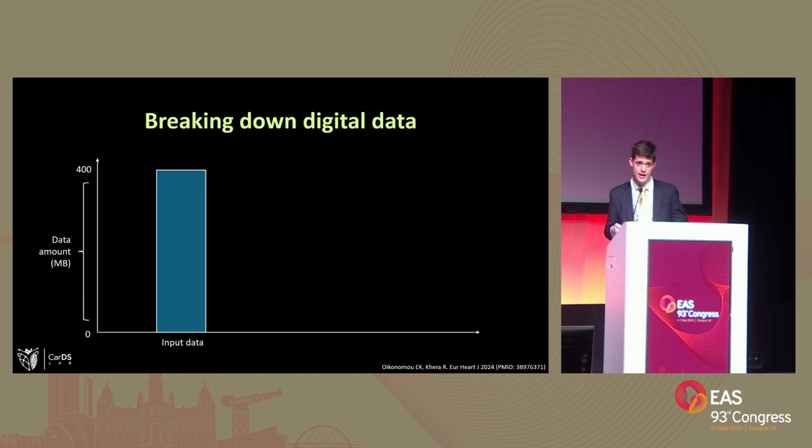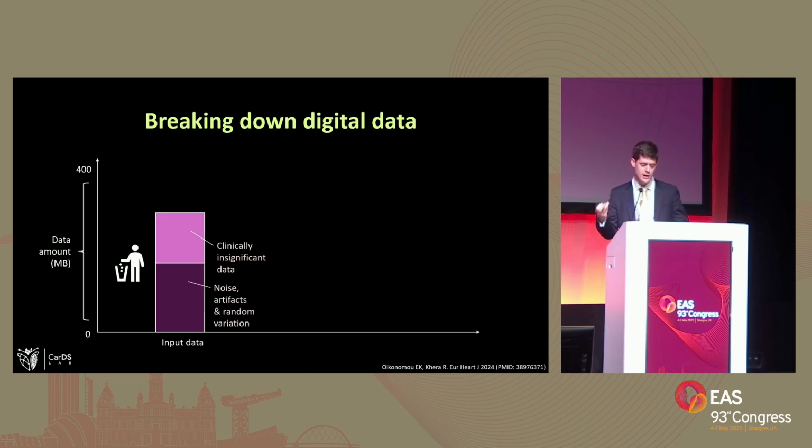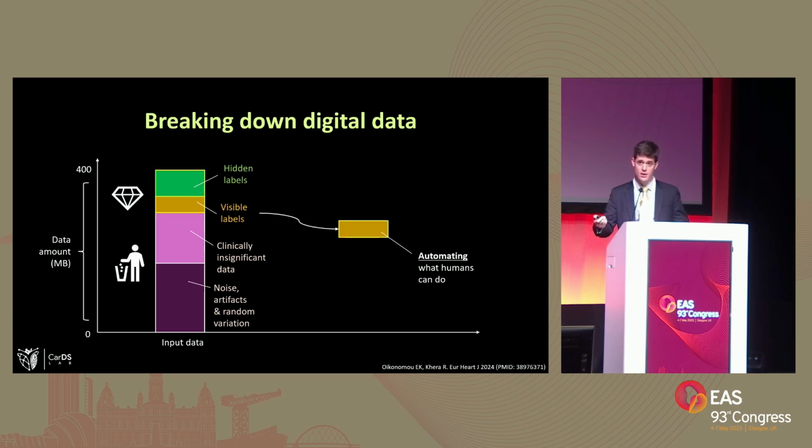Obviously, there's a reason for that. If we break down the amount of information and the data that we acquire, a lot of it is noise, artifacts, random variation, clinically insignificant data. What we actually end up reporting is the visible labels that we think are important. However, there's also a layer of information above that, which are the hidden labels, labels that have diagnostic and prognostic value, but we do not routinely report or include in our reporting. And this highlights 2 ways in which AI, ML, and digital biomarkers can help us. The first one, it can automate what we are already doing, so make things faster, but more importantly, it can also augment. It can do things that we would not normally do and we would not normally see.